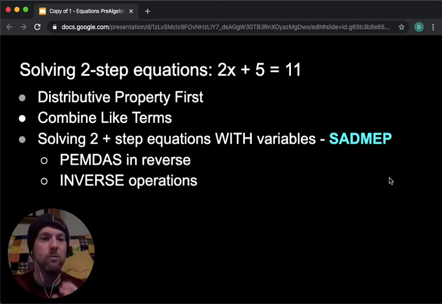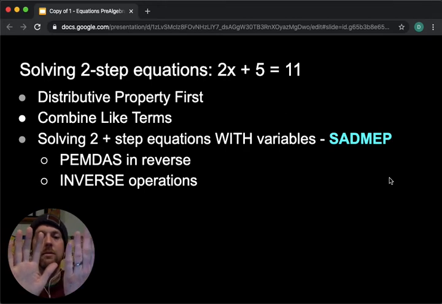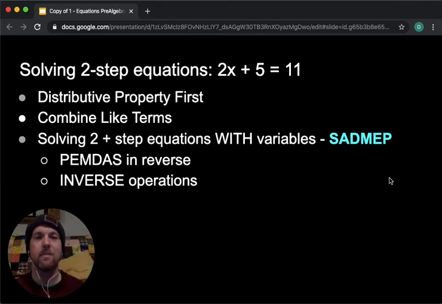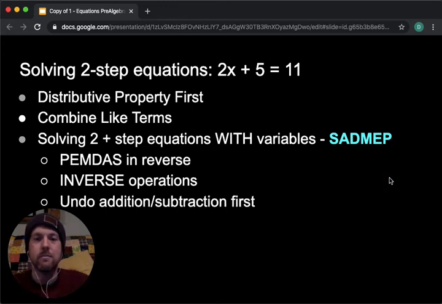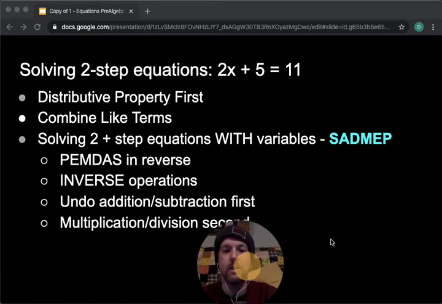And it's relying on what are called inverse operations. Inverse operations mean that they undo the operation. Inverse just means opposite. So the opposite of addition is subtraction, and the opposite of multiplication is division. The opposites. Think of it like two sides of a coin. So we undo addition and subtraction first, then multiplication and division as needed.